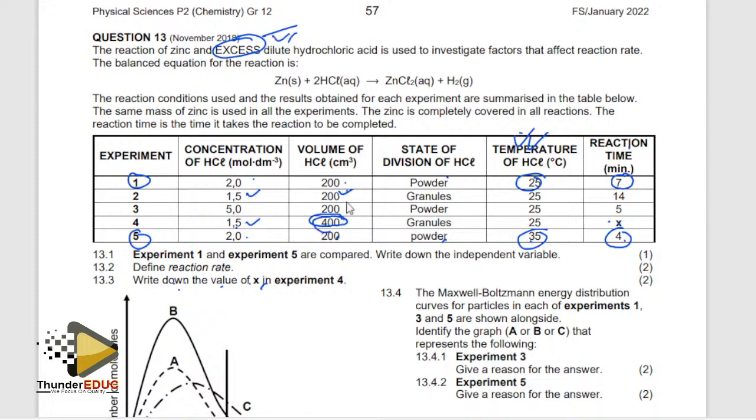So it means that increasing the volume doesn't affect anything because they said it's in excess. Whether you put 600, as long as it is above 200, it doesn't affect, because this is in excess. So this and this are the same thing. Then this state is granule, this is also granule. It is 25, it is 25. So automatically, if this is 14, because everything here is exactly the same as this, what is different is this, and this doesn't affect. So automatically this is going to be 14 too.